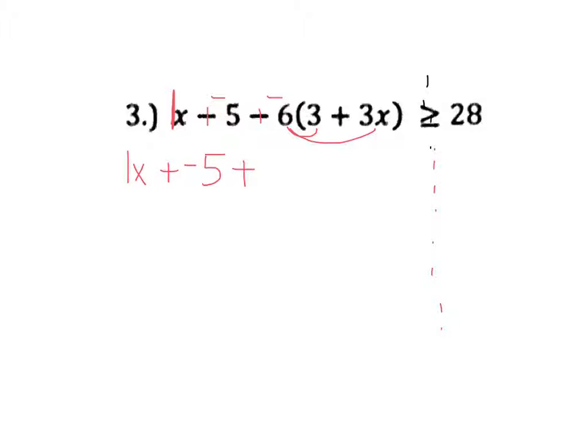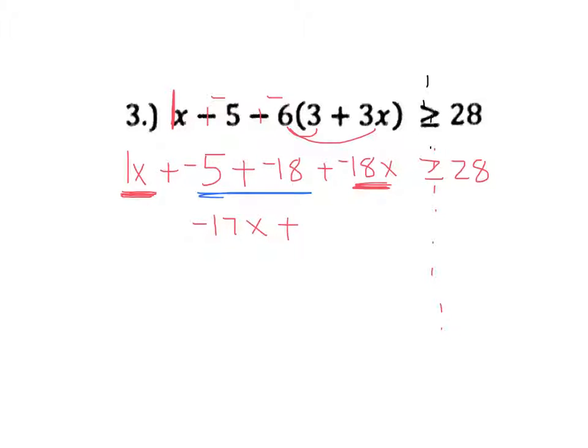Now distribute the negative 6. Negative 6 times 3 is negative 18. Negative 6 times 3x is negative 18x. Greater than or equal to 28. Look for some like terms. I have a 1x and a negative 18x. That's negative 17x. Negative 5 plus negative 18, those are like terms. That's negative 23. Bring down the symbol, line everything up.